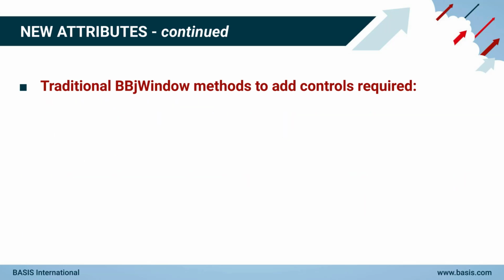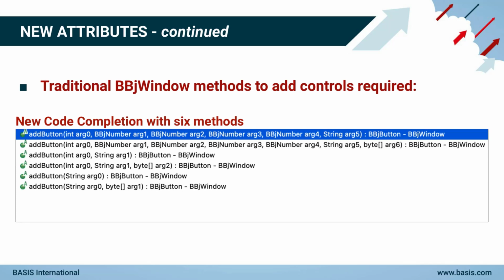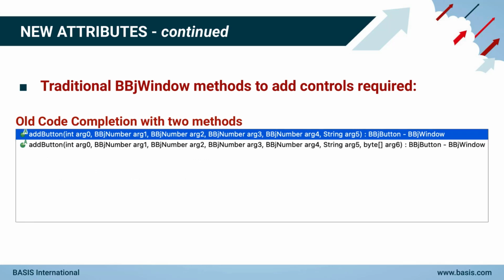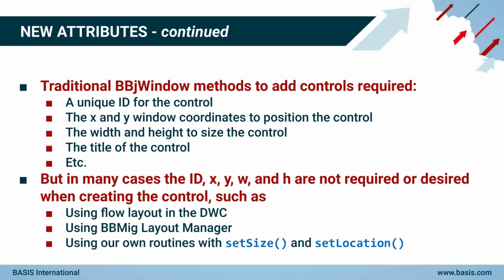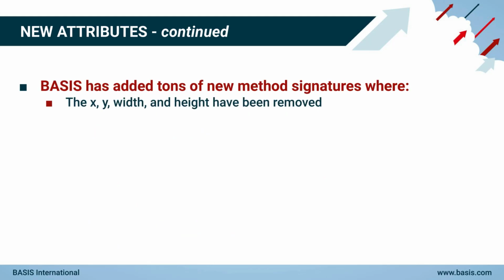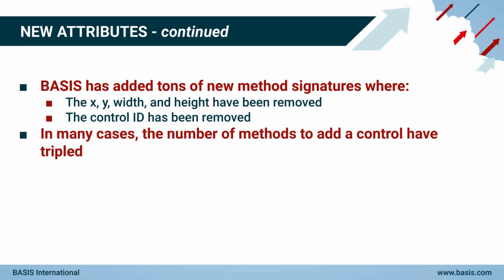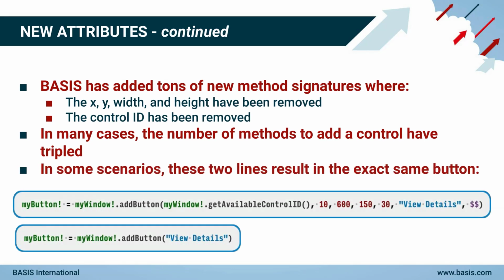Using the BBj button as an example, the BDT displays these 6 code completion options when we add a button to the window, triple the previous 2 methods. So if we're using flow layout in the DWC, using the BBmig layout manager, or simply employing our own sizing and positioning routine, we can dramatically simplify our code. Continuing with our previous example, we can add a button by conveniently providing just the button's title. Under the covers, BBj is providing the next available control ID on the window automatically. So these 2 statements result in exactly the same button.